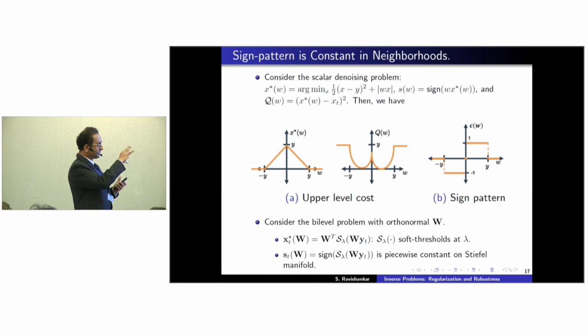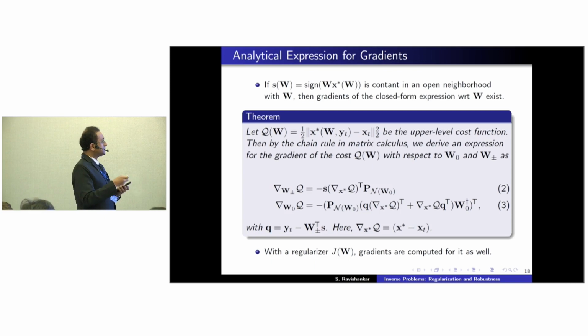checked that the sign pattern, even in the more general case, tends to be constant in neighborhoods of these transform operators. So once your sign pattern is fixed, you can turn the formula for x star into an explicit expression, and you can compute gradients. Your loss function looks like this. This is the L2 loss, and you can take the gradient, apply the chain rule, and take the gradient further through x star, and these are the expressions.